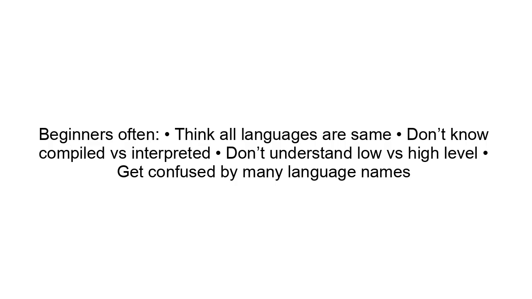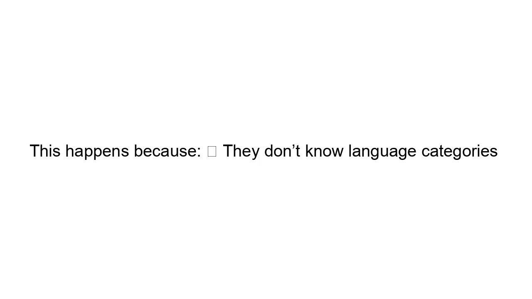Common beginner confusion. Beginners often think all languages are the same. Don't know compiled versus interpreted. Don't understand low versus high level. Get confused by many language names. This happens because they don't know language categories.